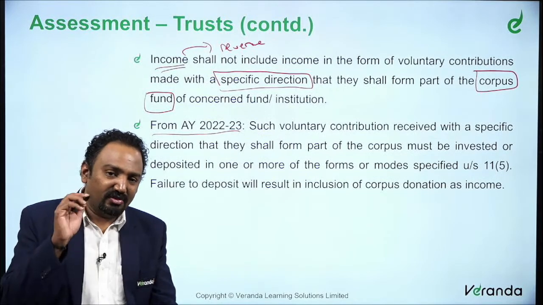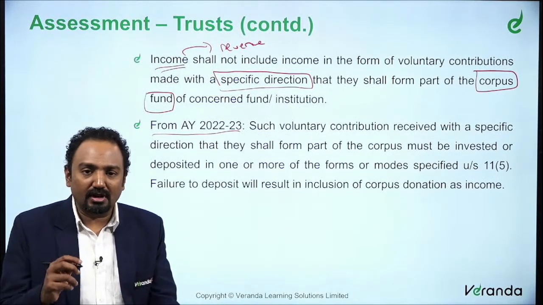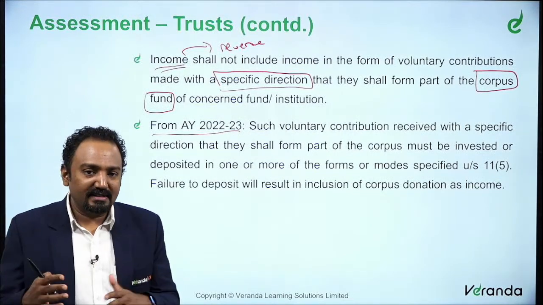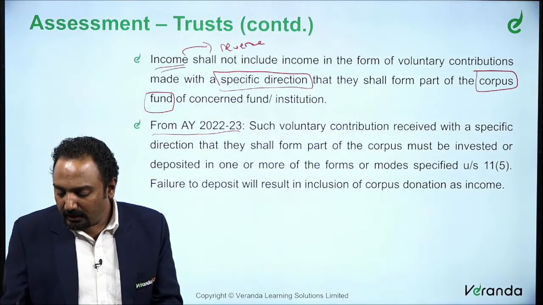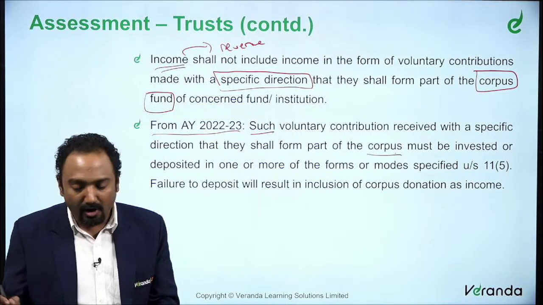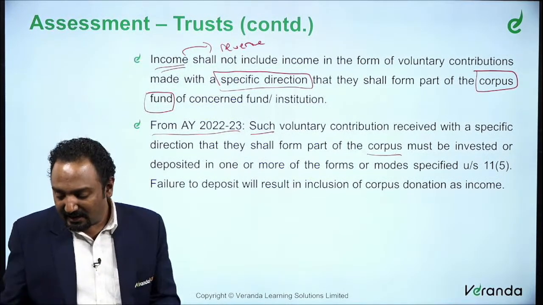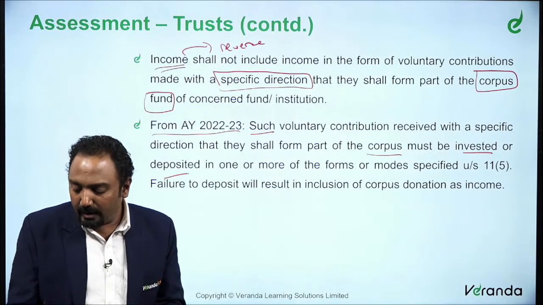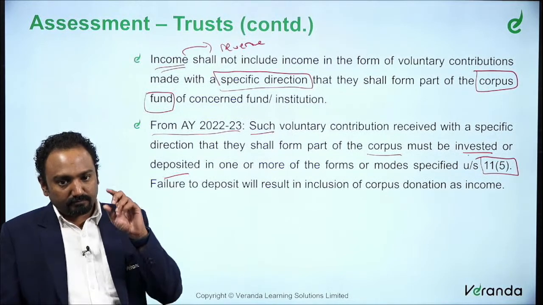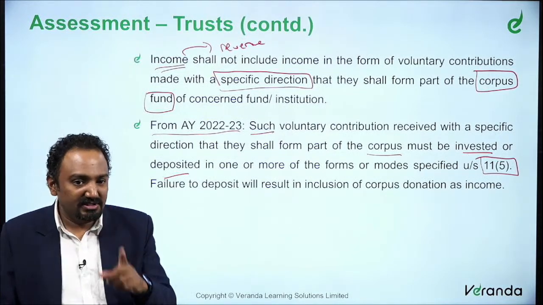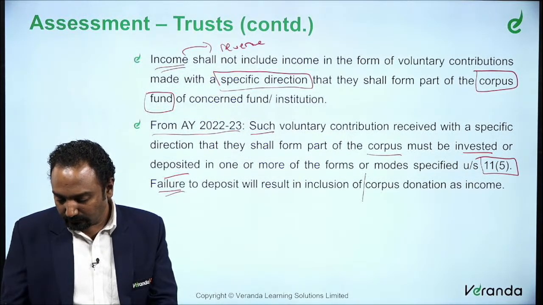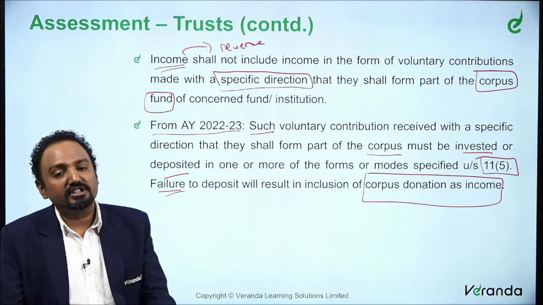So, in case of such contributions, let us take my example itself, I have given 10 lakhs to someone saying that it must be part of the corpus fund. So, whatever such contribution is received with a specific direction shall form part of corpus. Such funds, such 10 lakhs, must be invested or deposited in one of the modes under section 11(5). Now, once this is not done, that failure will lead to corpus donation being treated as income.